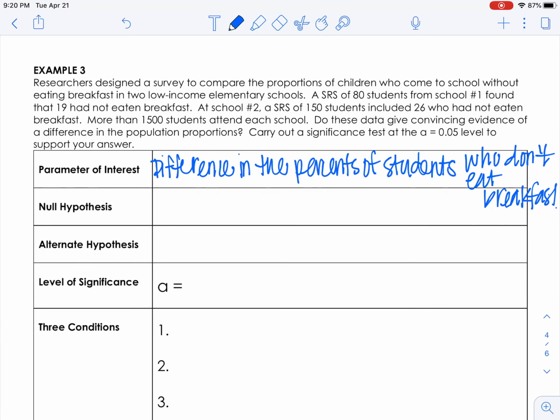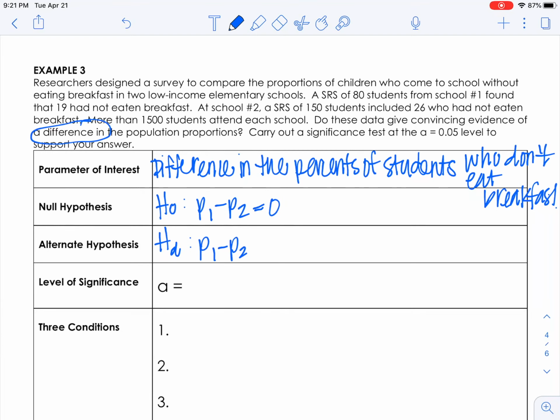So the keywords there are difference and percents. So we know we've got 2 percents, and that they are percents, not just a number of or something like that. Now remember, your null and your alternative hypotheses always start with P1 minus P2. And that null, more specifically, always says that that difference is 0, assuming that those percents are the same for both schools. Now what this says is, do these data give convincing evidence of a difference?